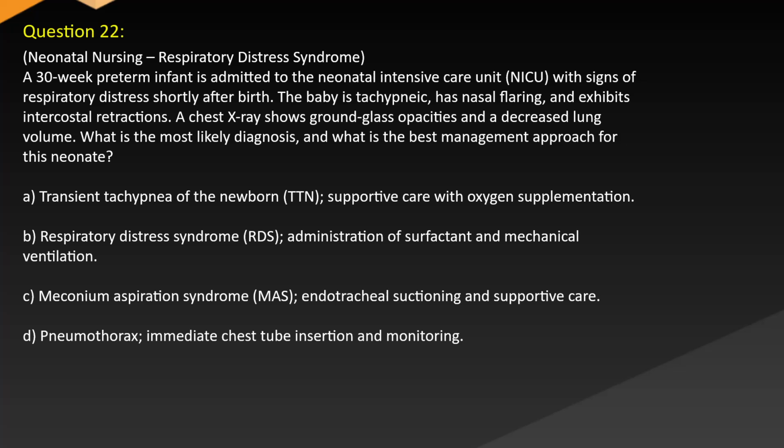A 30-week preterm infant is admitted to the neonatal intensive care unit (NICU) with signs of respiratory distress shortly after birth. The baby is tachypneic, has nasal flaring, and exhibits intercostal retractions. Chest X-ray shows ground glass opacities and decreased lung volume. What is the most likely diagnosis and what is the best management approach?